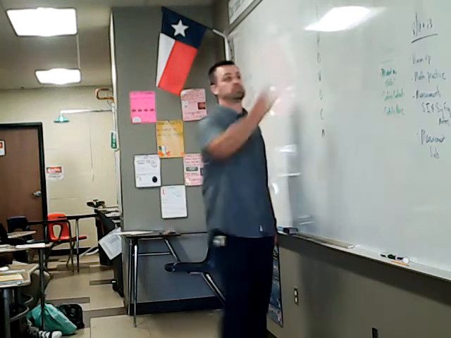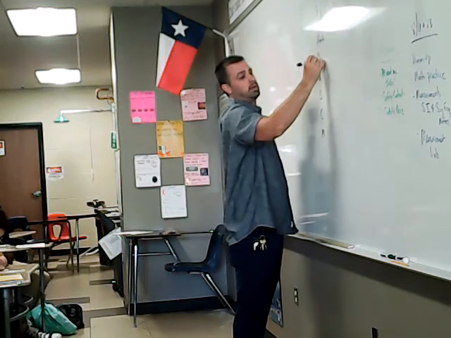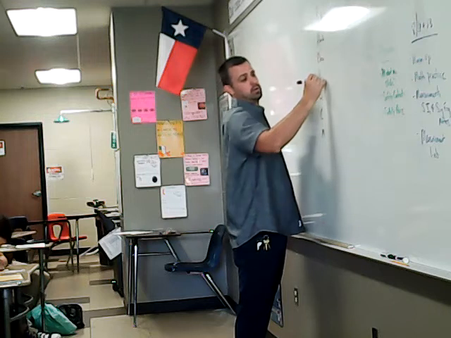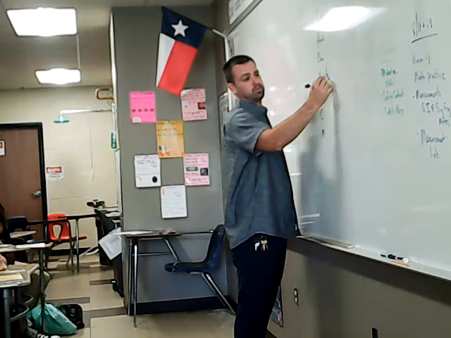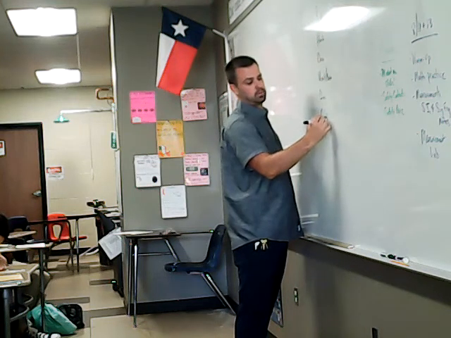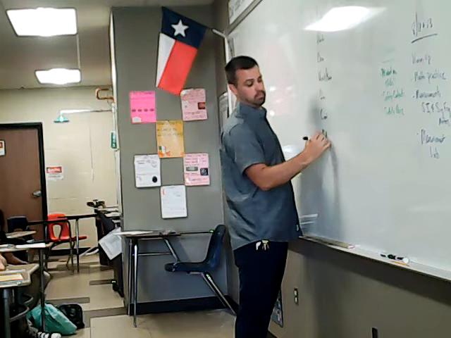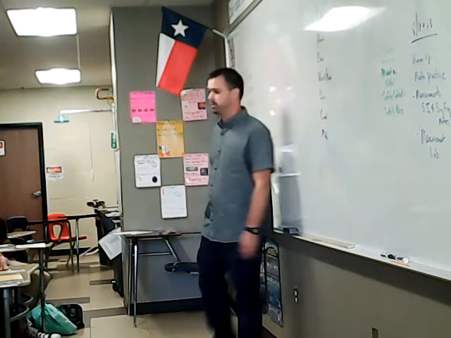Okay. So this is kilo, hecto, deca, unusually, so this is called unit, or your base unit. Deci, centi, and milli. Milli. Okay?